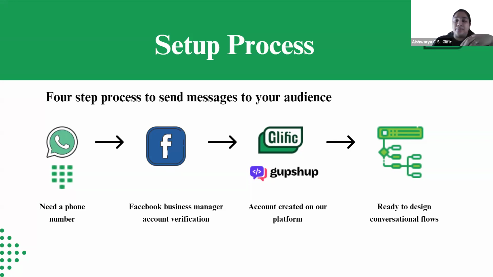The third step is Gupshup. Gupshup comes in between WhatsApp and Glyphic. Gupshup is our WhatsApp business provider who's connecting us with WhatsApp in between. It's an intermediary software that we are using. So you should also have a Gupshup account.